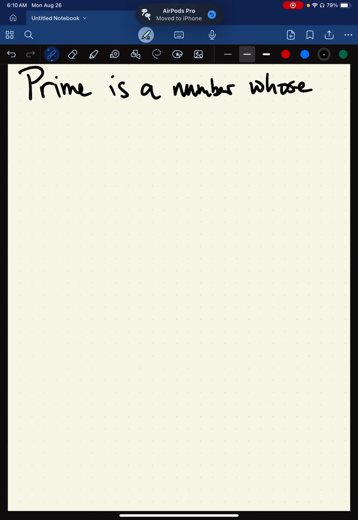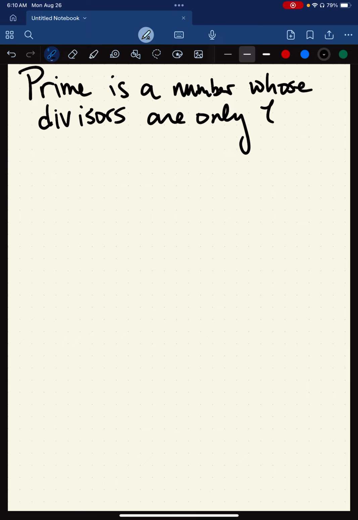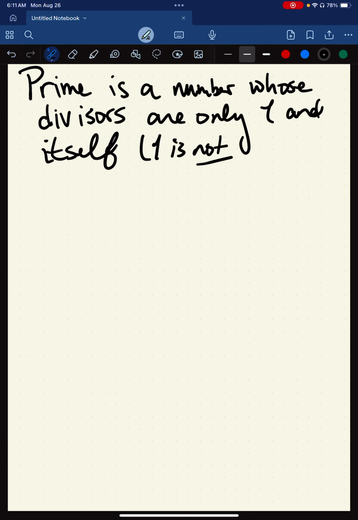So first, let's recall what a prime is. A prime number is a number whose divisors are only 1 and itself. And in particular, 1 is not a prime number.